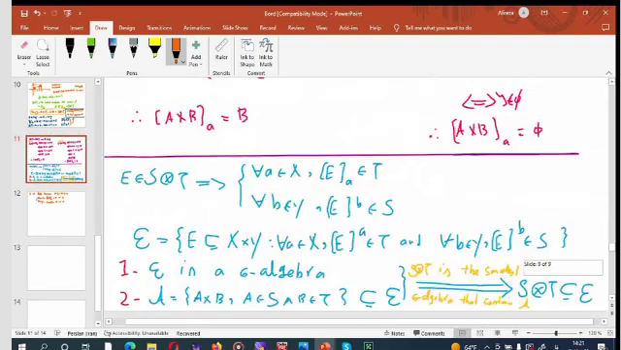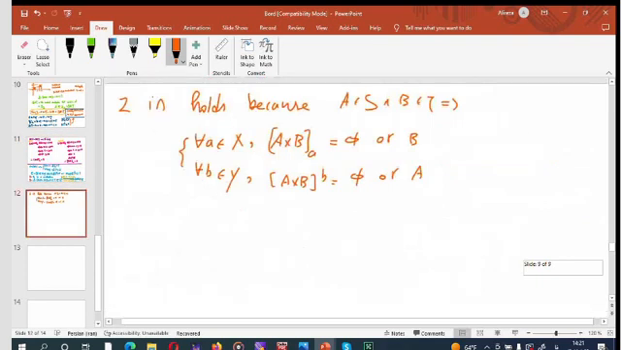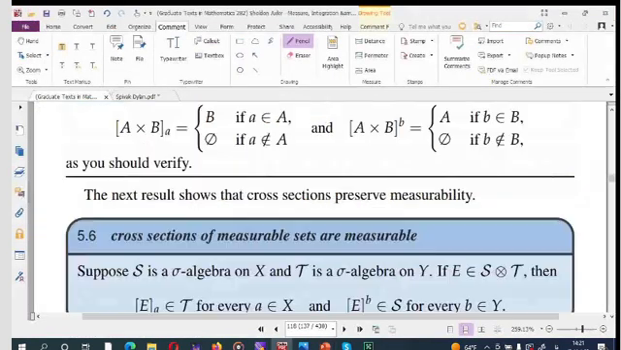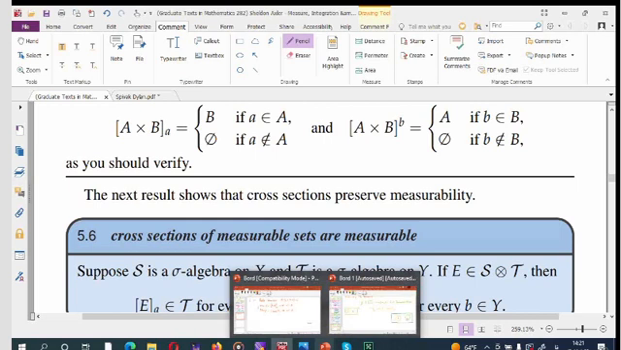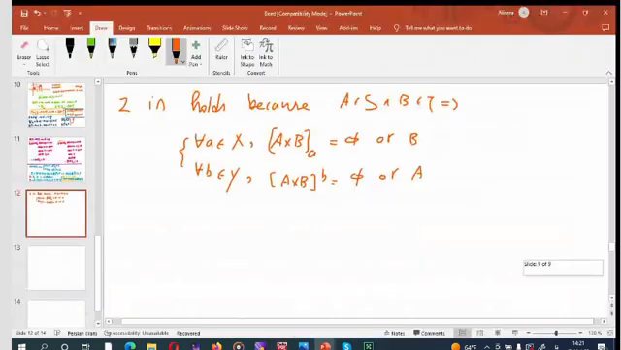Or this observation. The section of rectangles equal to B is the empty set, or I write, okay, this is true, and this is equal to the empty set or A.